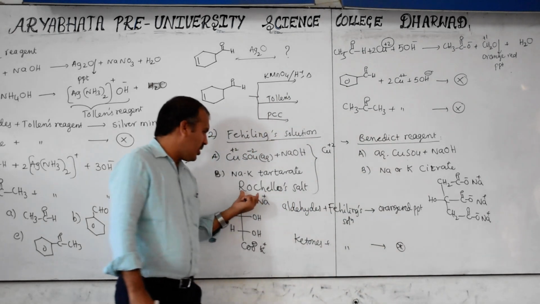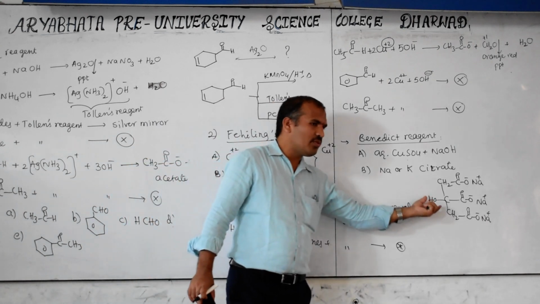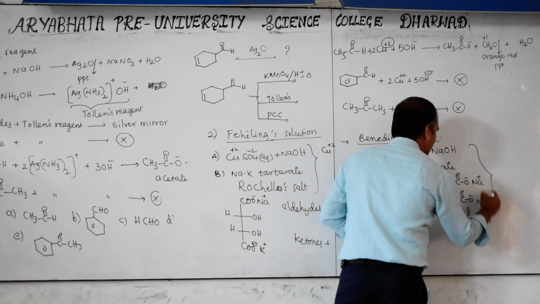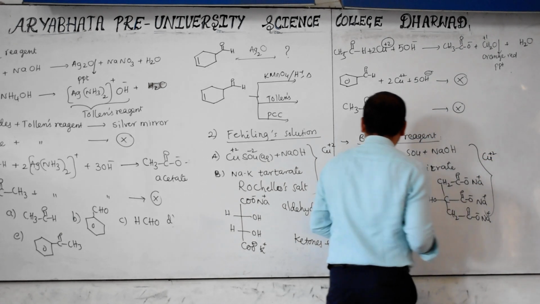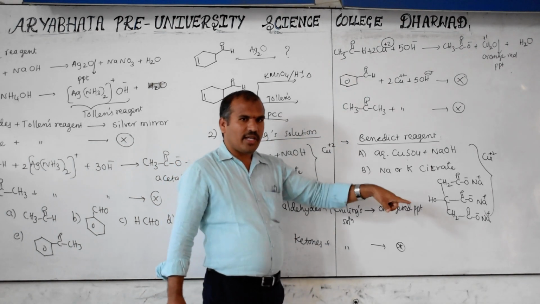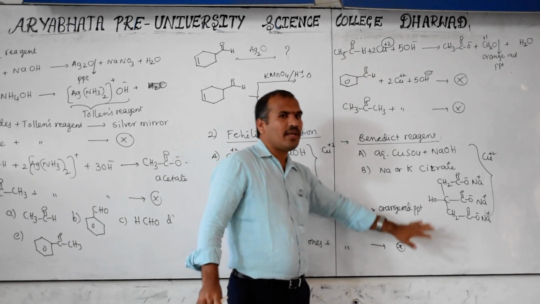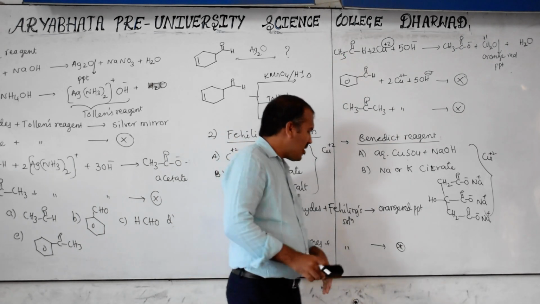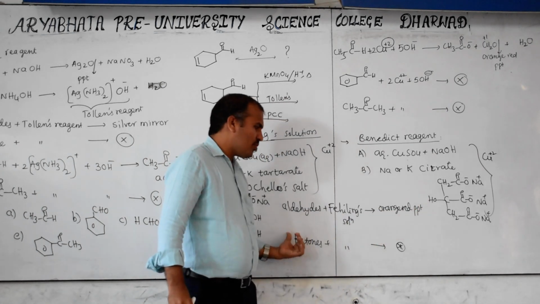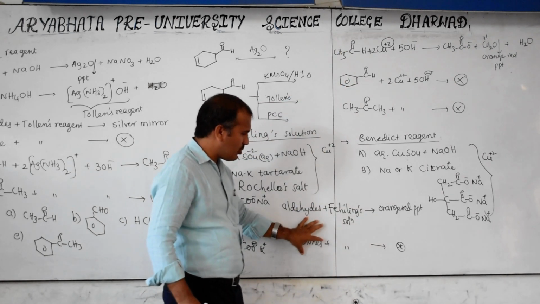Whatever function Rochelle salt or sodium potassium tartrate is doing, the same function will be done here. Here also it is represented like this, Cu plus 2 in basic medium. I don't want to write the equation; whatever equations are there, the same equations apply here. Here also, an orange precipitate will appear in Benedict reagent. Ketone does not give it.